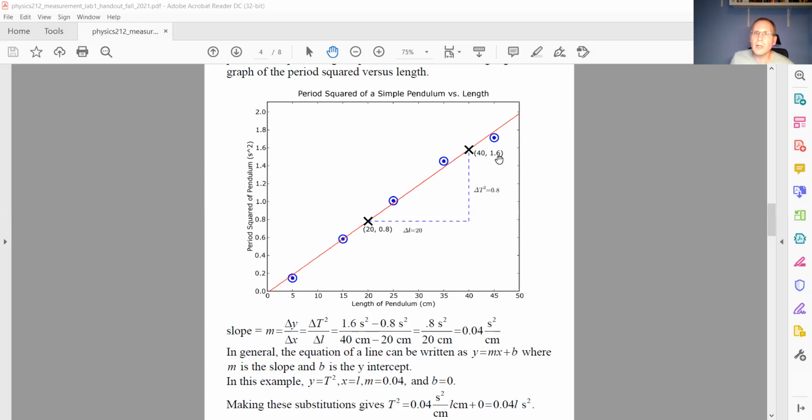And then if I do 1.6 minus 0.8, so that changes 0.8, that's like my rise. And then my run is 40 minus 20, which is 20. And if you do 0.8 divided by 20, that's where you get the 0.04. So the slope of this is really 0.04, and it has units of seconds squared over centimeters. Okay, so that's where the slope comes from. Again, the computer will give you the value, but you could calculate it by hand if you need to.